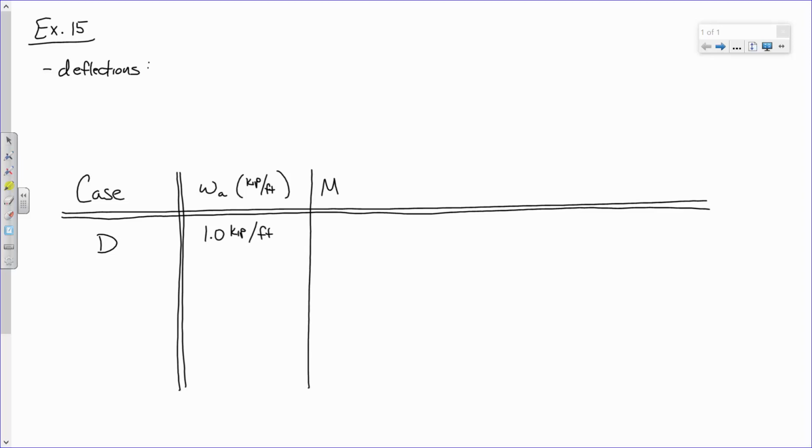Now, what was our applied moment under this case? Does anybody remember? 50 foot kips. Now, remind me, how did we compute that? Like, what did we do to get MA? We had wL squared over 8. Does everybody remember that?